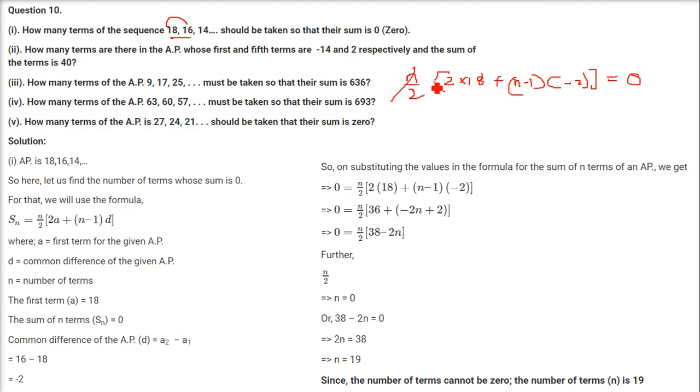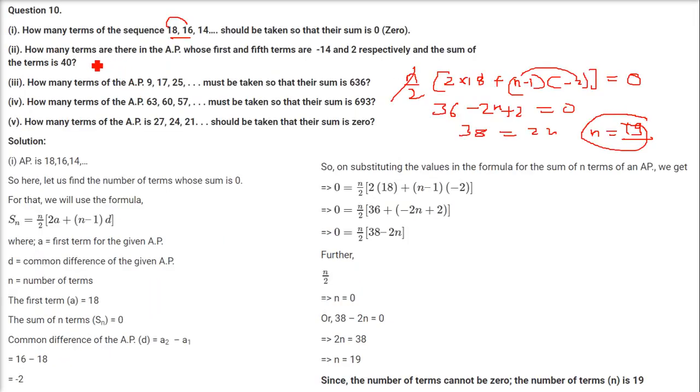So either this factor is 0 or that one is 0. n cannot be 0, so we take the other one. So 36 minus 2n plus 2 equal to 0. 36 plus 2, that is 38, equals 2n. n is going to be 19. The number of terms cannot be 0; it is how many terms we take so that the sum is 0. So n is 19. 19 terms we have to take so that the sum becomes 0.